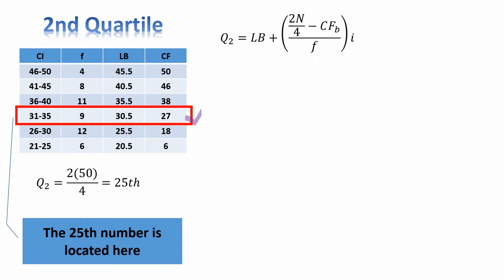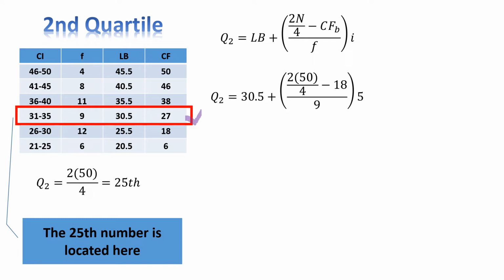So, substitute na natin. Okay, so lower boundary natin is 30.5. Yung N natin is 50, divided by 4. Tapos yung cumulative frequency below ni 27 ay 18. So, 18 ang gagamitin natin. And then yung frequency, F natin is 9. And then the interval is 5.